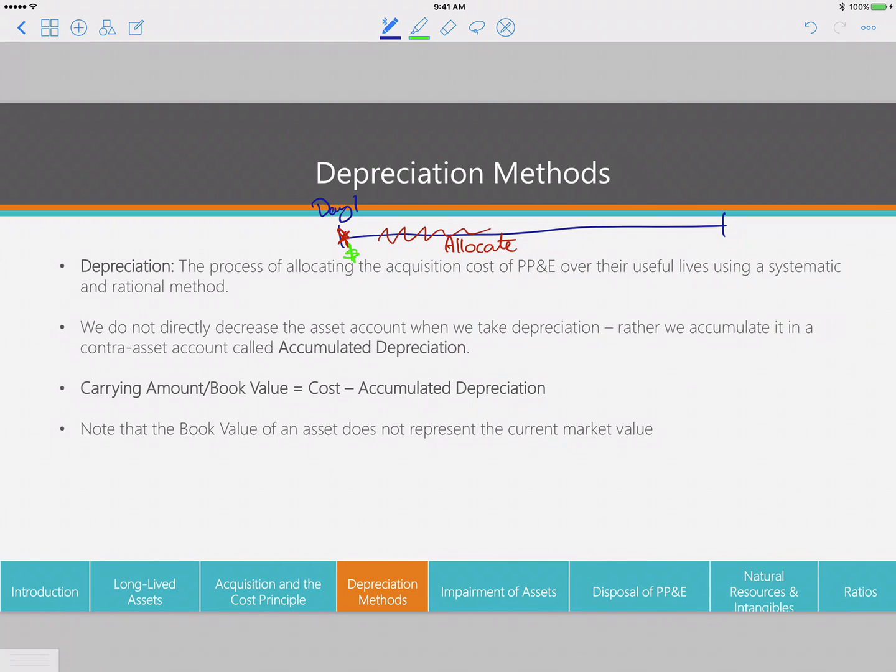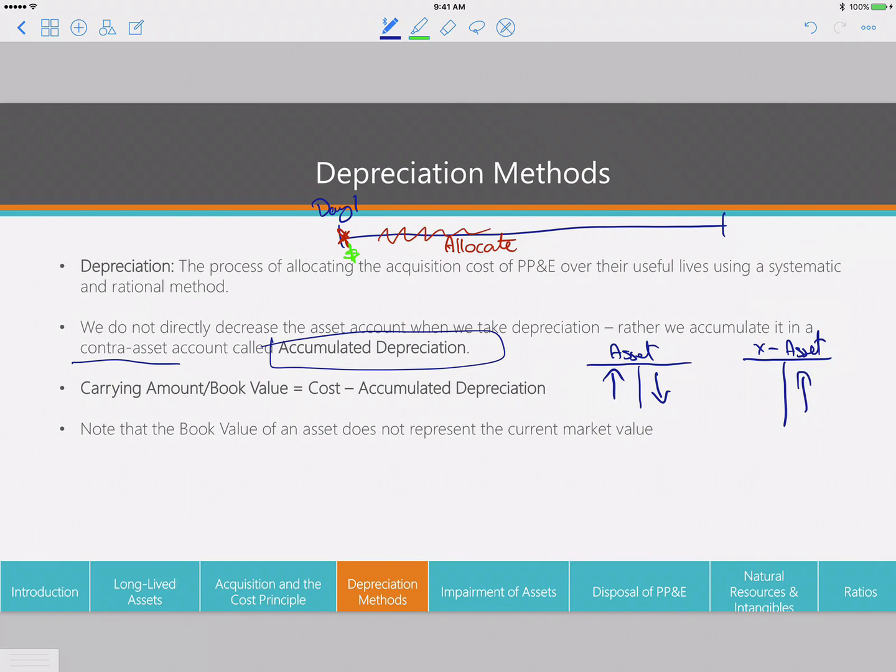Rather, we accumulate it in a contra asset account called accumulated depreciation. Do you remember what a contra asset is from before the midterm? It basically acts in the opposite way of the account that it is countering. So, for example, if an asset increases on a debit and decreases on a credit, a contra asset would increase on a credit and decrease on a debit. And the only reason it exists is to decrease the value of the asset account it is attached to. And then on our balance sheet, we would show the carrying amount or book value of the asset.